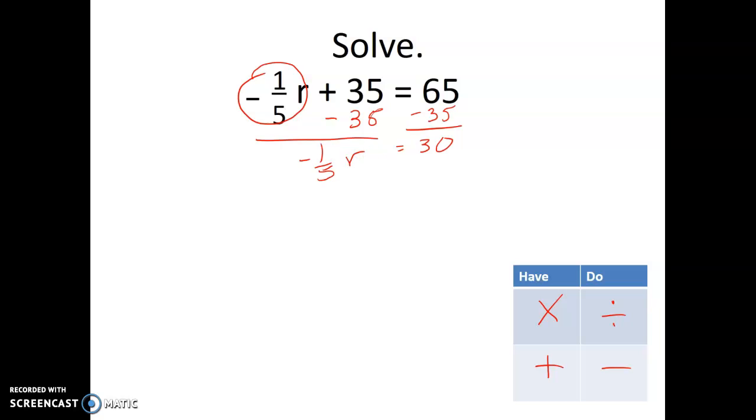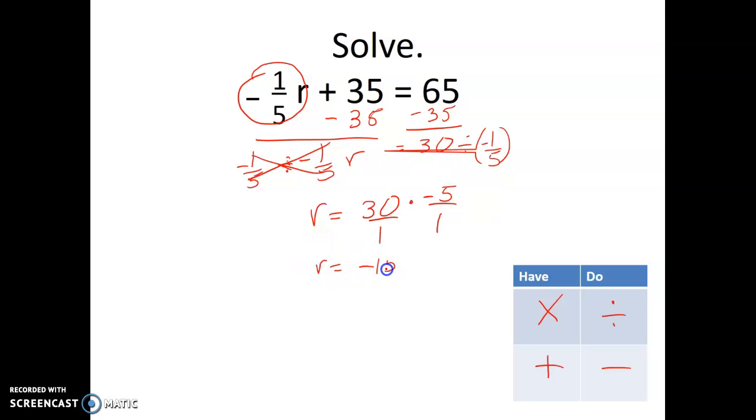Okay, so now I need to divide both sides by negative 1/5. So these guys cancel out. I'm left with r on this side. Here I have 30 times, I'm going to keep it negative 5 over 1. And 30 times negative 5, r should equal negative 150. That should be my solution.